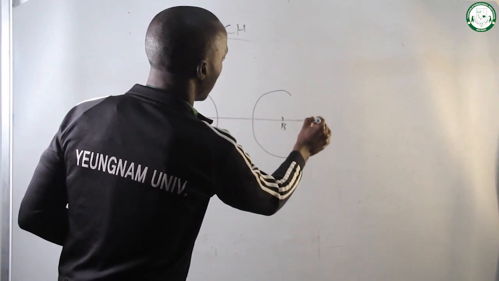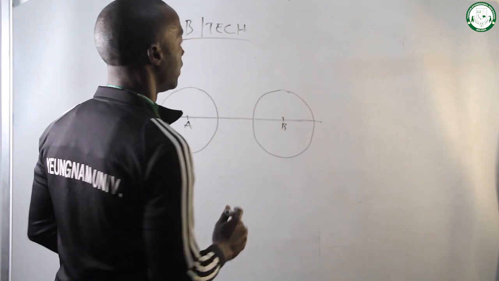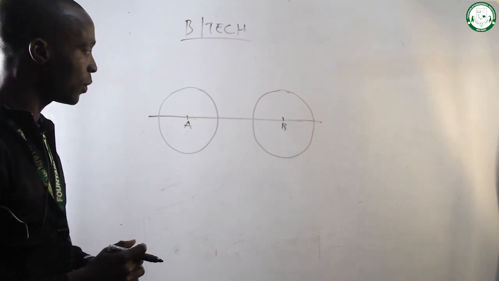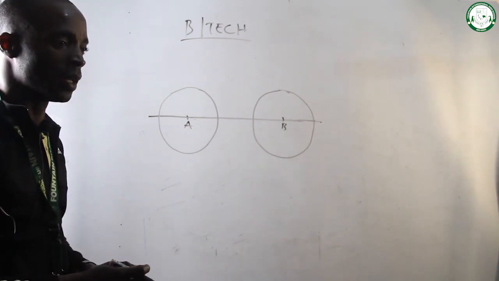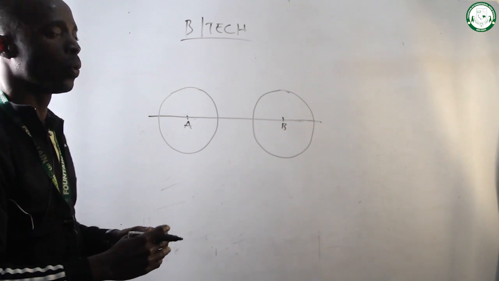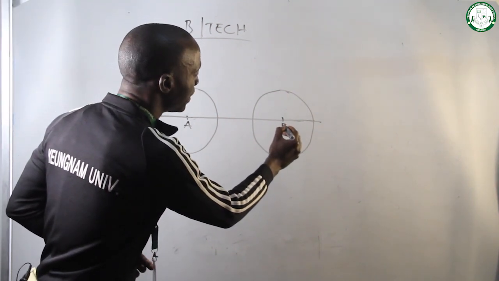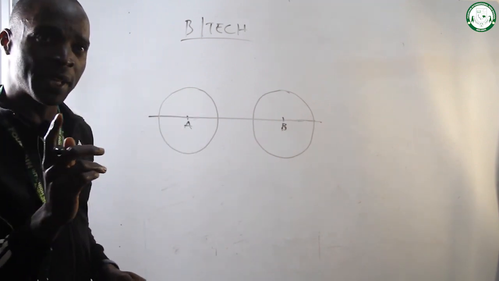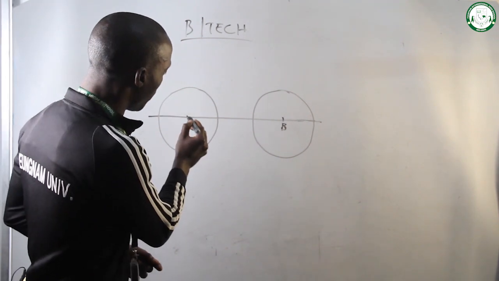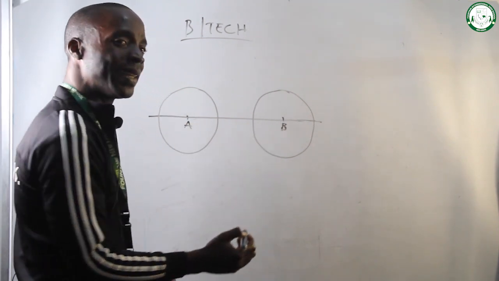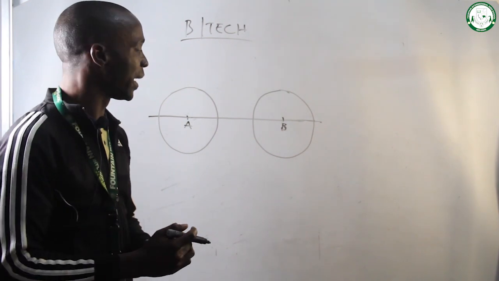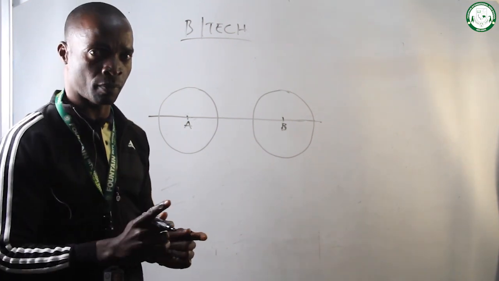Okay, this is my second circle. Now, having done that, we want to bisect line AB. Line AB is from this point to this point. The essence of bisecting line AB is to locate point C.